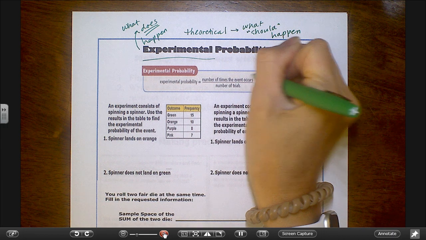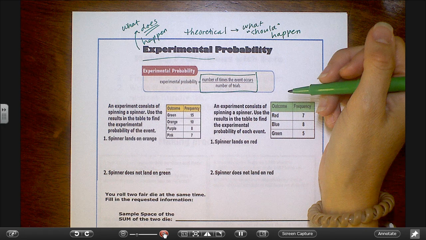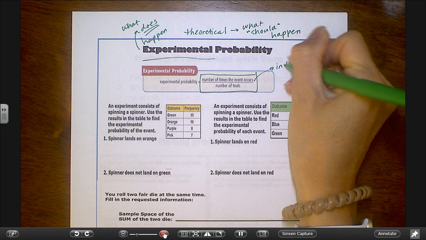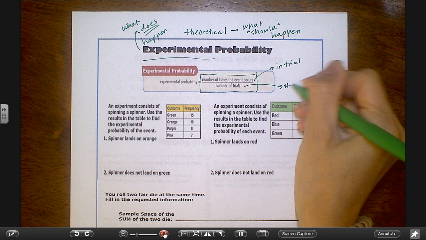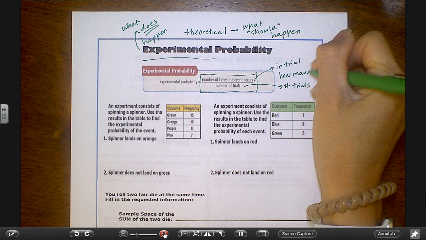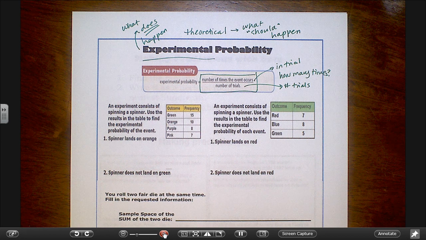And the way you find that out is this little formula right here. The number of times that the event occurs, in a trial, so when you try it, over the number of trials. So how many times did you do it? Like how many times did you flip that coin, and how many times did it land on heads? So how many times did it land on heads over how many times you actually flipped the coin, okay?